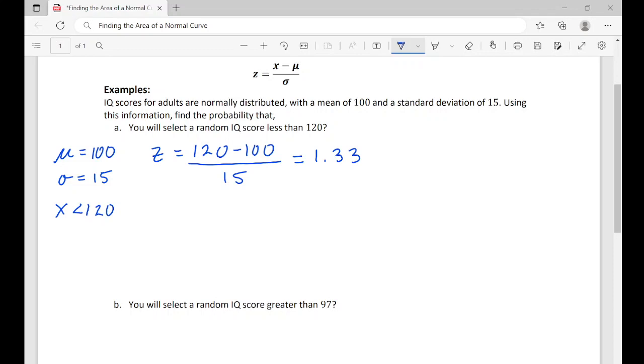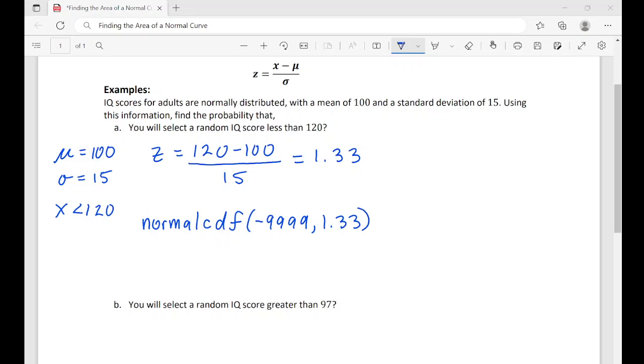Now we have to find the probability. The less than part is where it comes in. We want less than 120, so that means we want to find the area less than 1.33. So we're going to use the normal CDF option in our calculator, and we need our lower bound. Since it's going down, it's less than 120 or less than 1.33, we're going to pick an arbitrarily large negative number. So we're going to say negative 9999. That will be our lower, and our upper is going to be our z-score, 1.33, because that's as high as we should go for this particular question.